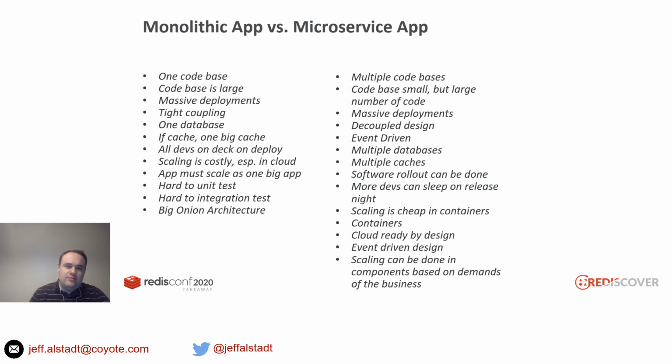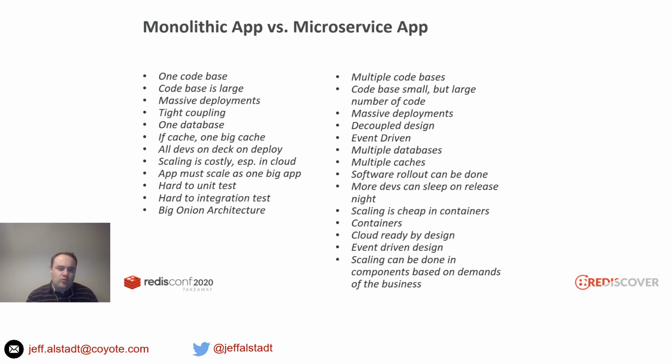So let's talk about a monolithic app versus a microservice app. A monolithic app has one code base. The code base is large. There's massive deployments. There's tight coupling. There's one database. If there's a cache, it's usually one big cache. All devs are on deck during the deploy. Scaling is costly, especially in the cloud.